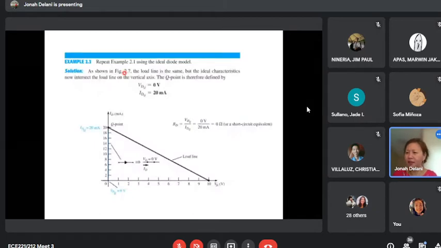Another example, but I think this is the same circuit. But this time, we use the ideal model for the diode. Okay, repeat example 2.1 using the ideal model of the diode. If we recall, the ideal model of the diode says that if it is forward biased, it is automatically on. If it is reverse biased, it is exactly off.